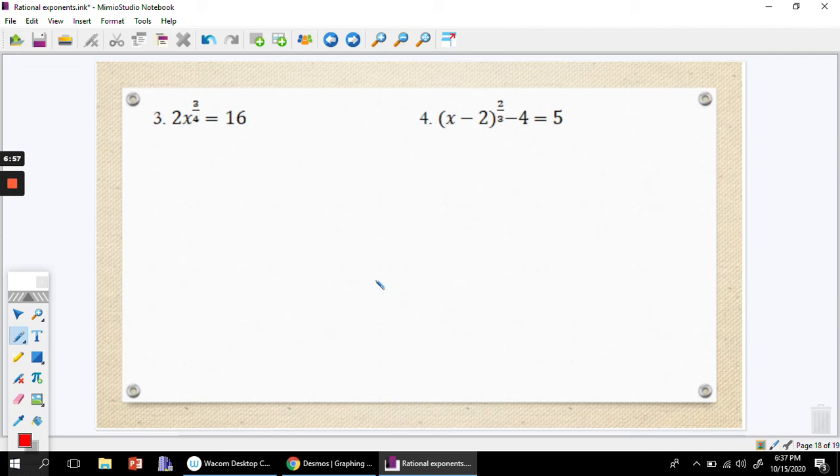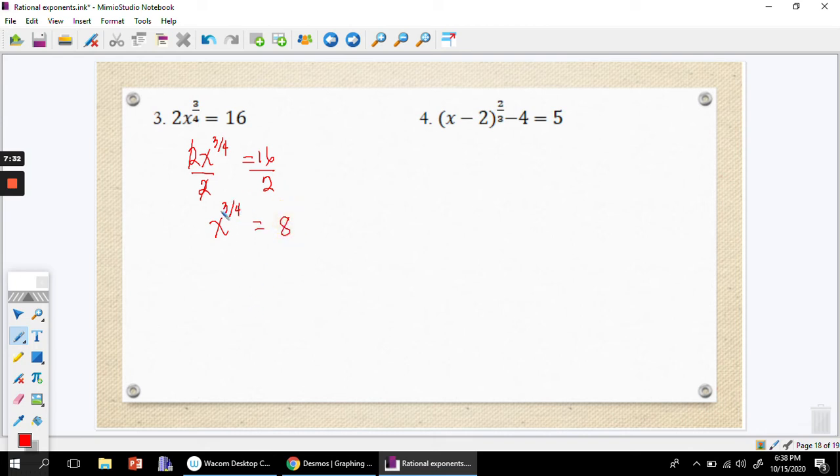2x raised to 3/4 is equal to 16. Okay, so this one is simple. You have 2 times x raised to 3/4. To eliminate 2, since this is multiplication, you are going to divide both sides by 2. So 2x raised to 3/4 is equal to 16. Divide both sides by 2 so that we can make this equal to 1. So 1x raised to 3/4, or x raised to 3/4, is equal to 16 divided by 2 is 8.